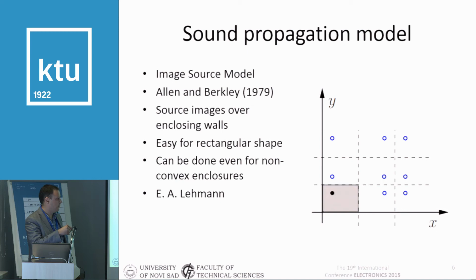This technique is good and really simple for rectangular shapes and usual living spaces. It is also possible to do with a non-convex enclosure, but the mathematics is a little bit complex, like a room like this, for instance. In recent work, Eric Lehmann proposed a fast image source model, which we are using in this work, relying on some of the implementations in MATLAB coming from Eric.